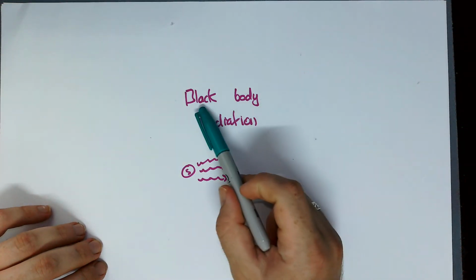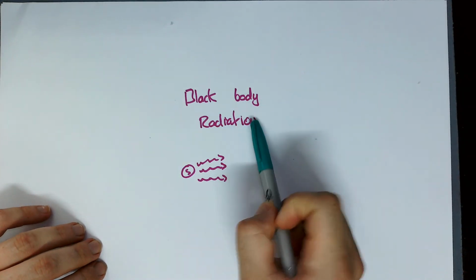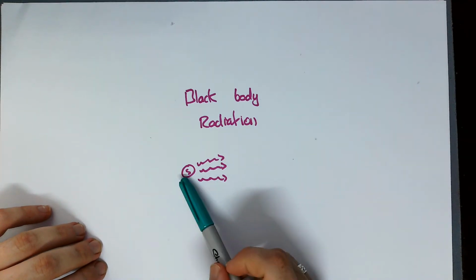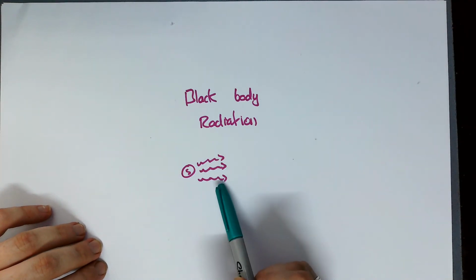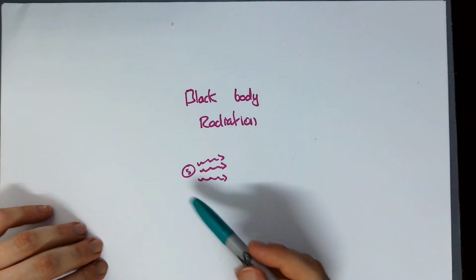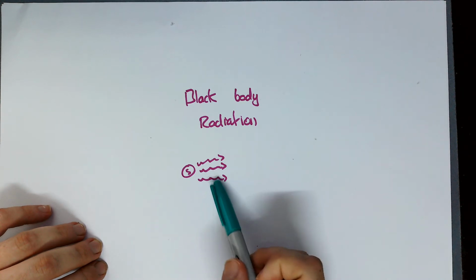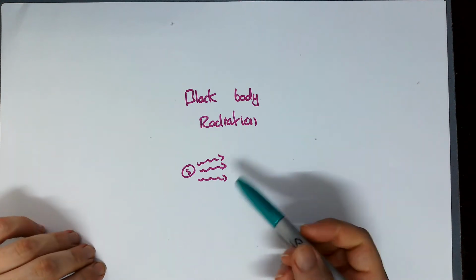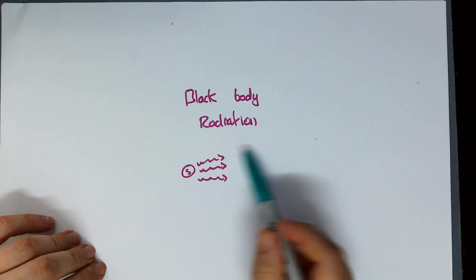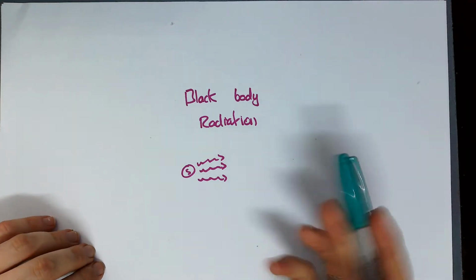Right, in this video we're going to talk about black body radiation. We're going to talk about how a star emits black body radiation, which is all parts of the spectrum, and what we're going to notice is that certain parts of that spectrum that we observe are more intense than others.